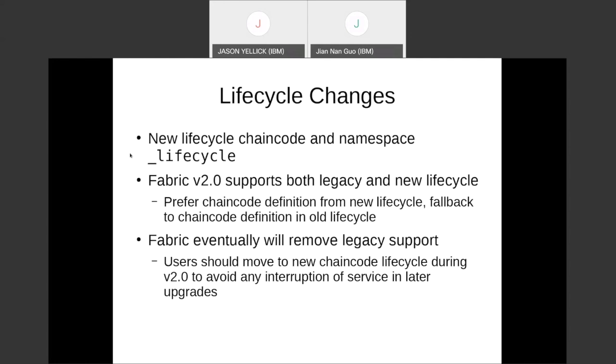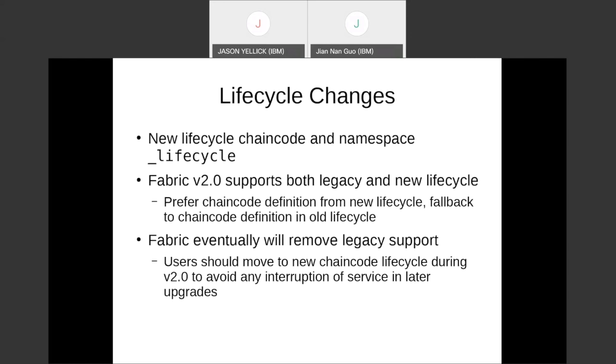So with the new lifecycle, not only are the semantics a little different, we had to pick a new name for lifecycle. Now, if you're familiar with operating a Fabric v1.x network, you'll know that lifecycle operations were done through a system chain code called LSCC. So LSCC is no longer the chain code used for lifecycle operations. Instead, there's a new system chain code called _lifecycle. And the underscore in the front is a prefix to indicate that it's a system namespace.